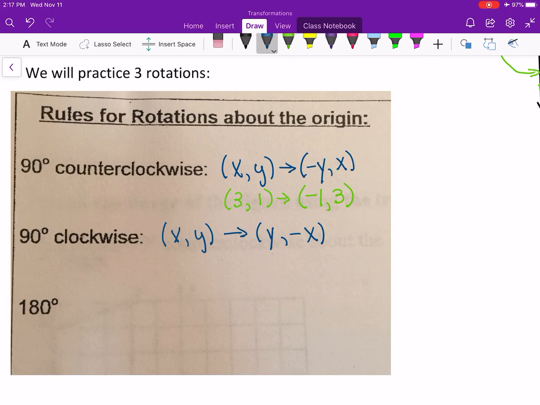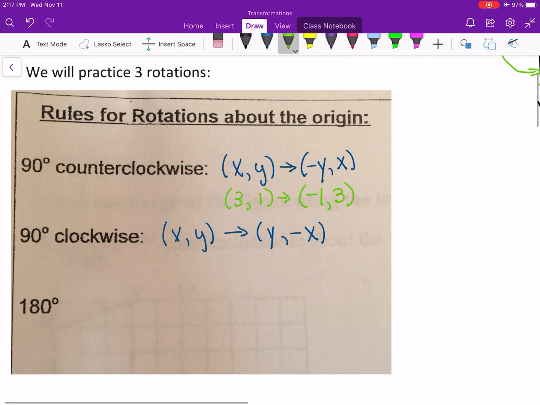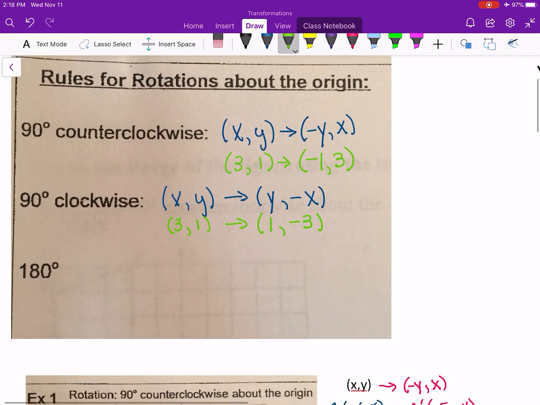So here's an example. Let's take that 3, 1 again. Let's say that is your original point. The new x is the old y, so the 1, and the new y is the opposite of the original x. So it goes to the point 1, negative 3. Make sure you're writing these in your notes as you go so you will have the rules to follow when you do the exercises. Okay, let's go to the second example.